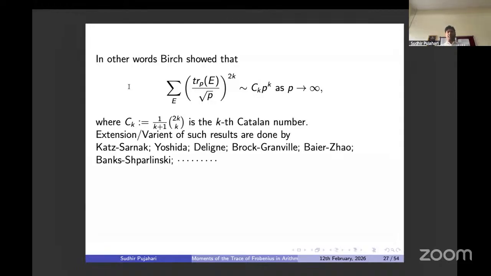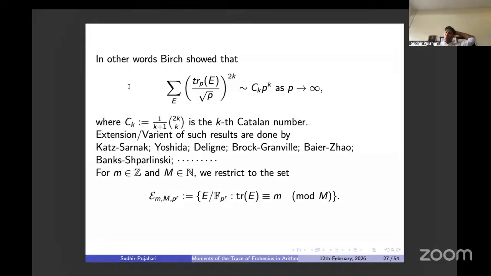And once Birch proved this, it was immediately extended by Katz and Sarnak, famously known as the Katz-Sarnak theory. Then Yoshida, Deligne, Brock, Granville, Baier, Zhao, Banks, Pomerance, and many more. I mean, a huge amount of literature is available. In case I haven't mentioned any name, I apologize, but there is literally a huge amount of literature available on this topic. But what we were interested in.